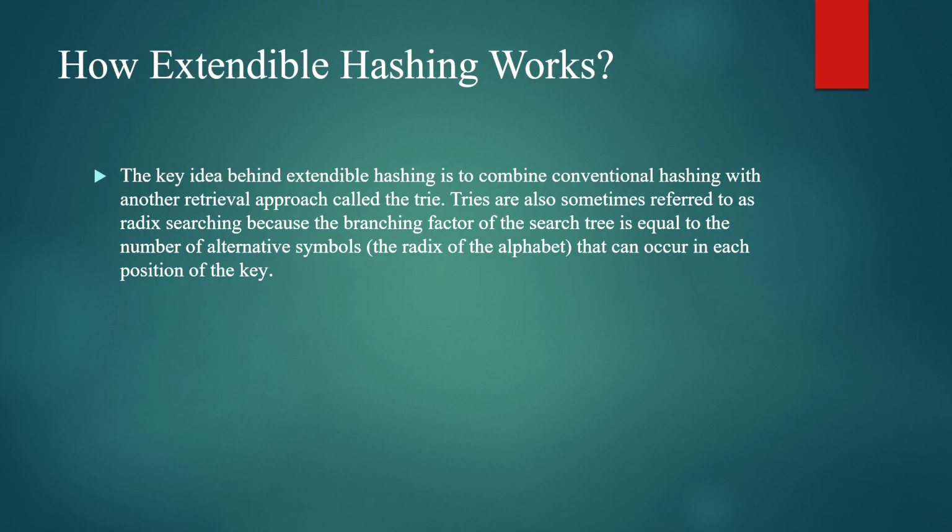How does extendable hashing work? The key idea behind extendable hashing is to combine conventional hashing with another retrieval approach called the trie. A trie is also sometimes referred to as radix searching because the branching factor of the search tree is equal to the number of alternative symbols that can occur in each position of the key. So this is how extendable hashing works. The radix of the alphabet.